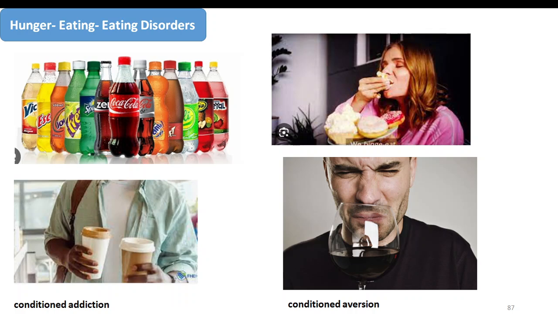Whereas some people may not like what we consume. For instance, alcohol, or tea or coffee, may not go well with everybody. We associate our first consumption experience with the taste of that food, and we might develop an aversion towards that particular food which we didn't like the first time, and hence we may not want to eat it further. This is what is referred to as conditioned aversion. Okay.